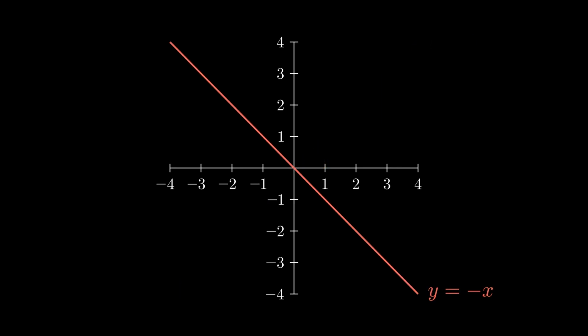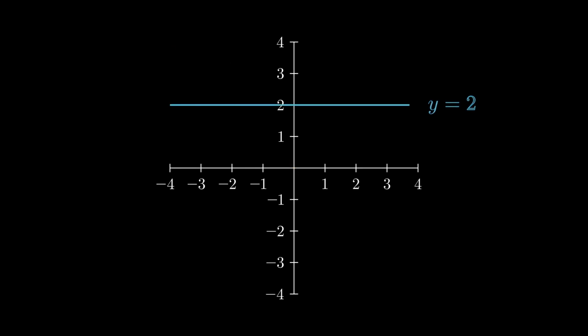For y equals negative x, the slope is negative 1 because it goes down 1 unit for every 1 unit it moves right. We calculate this as slope equals negative 1 over 1, which is equal to negative 1. Finally, for y equals 2, the line is horizontal with a slope of 0 because it does not rise at all. We calculate this as slope equals 0 over infinity, which is just equal to 0.